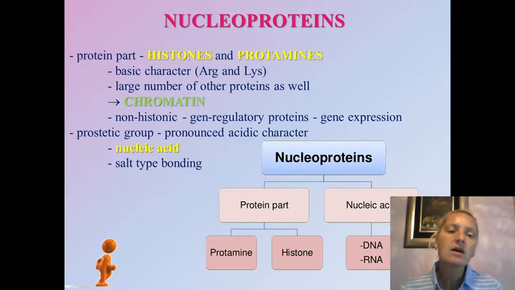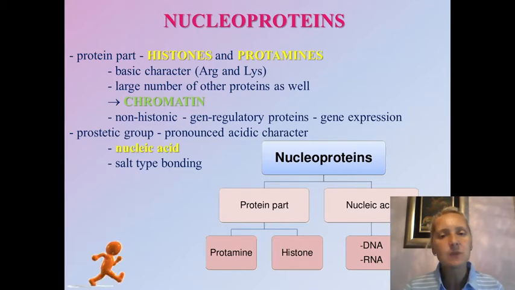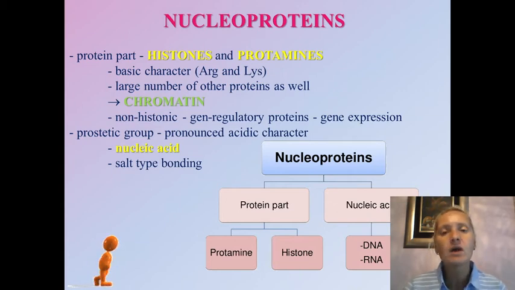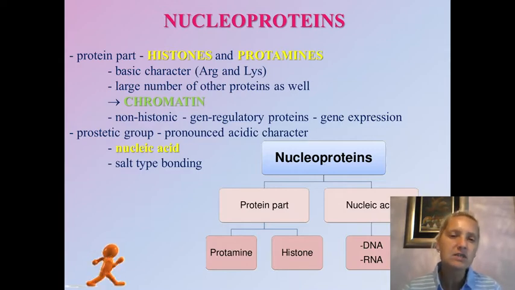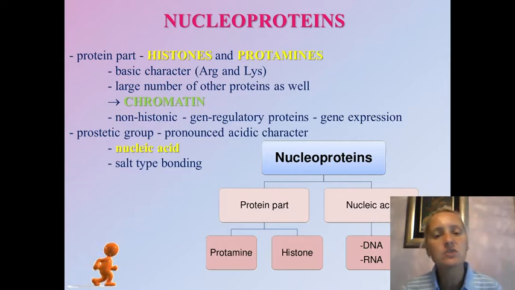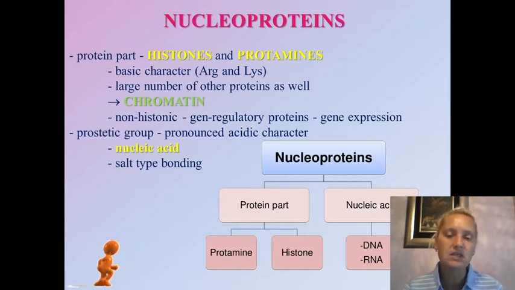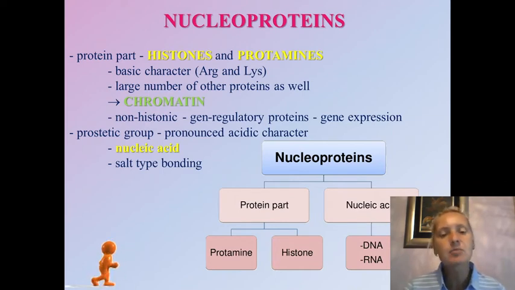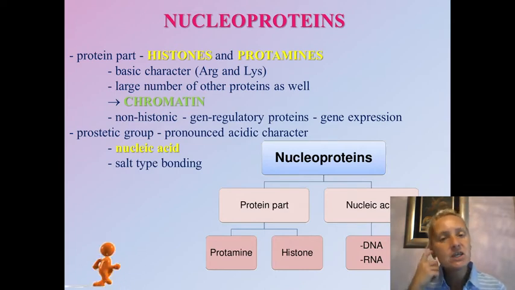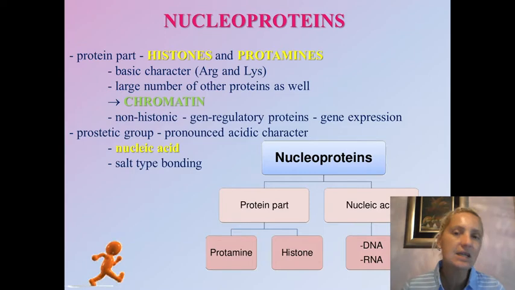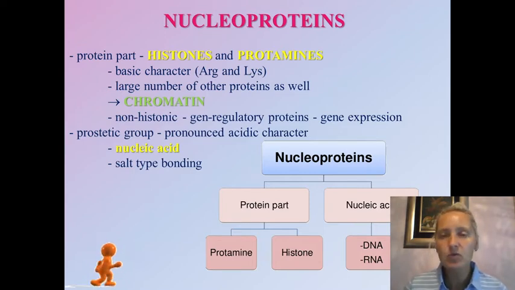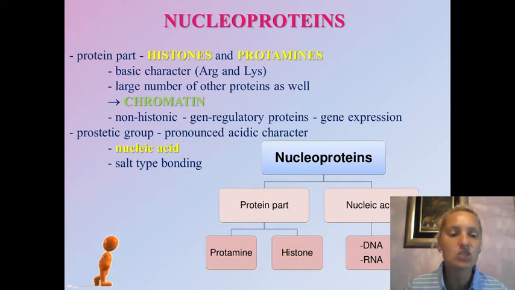But there are a huge number of other proteins as well, which are found in the structure of nucleoproteins, which tend to form the chromatin moiety. Non-histonic proteins are predominantly those belonging to the group of gene regulatory proteins, and they are involved in the regulation of the process of gene expression. On the other side, the prosthetic group exhibits a pronounced acidic character, and the prosthetic group is, as we have already mentioned, nucleic acid.